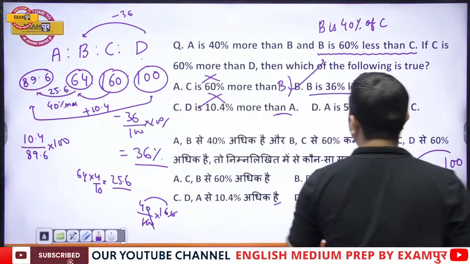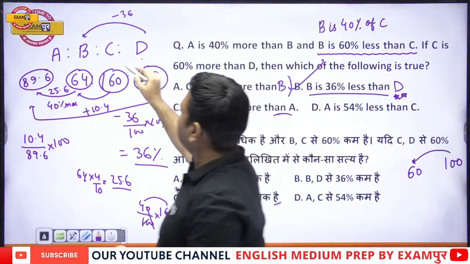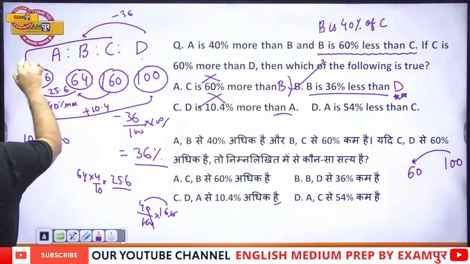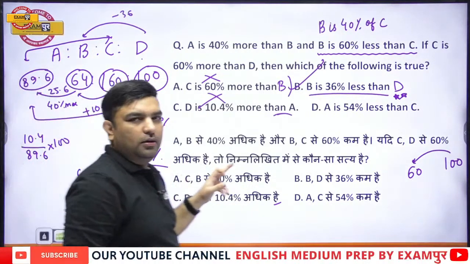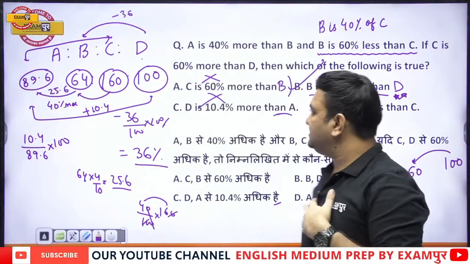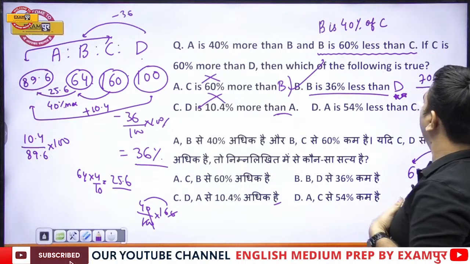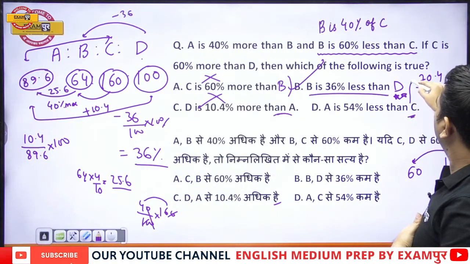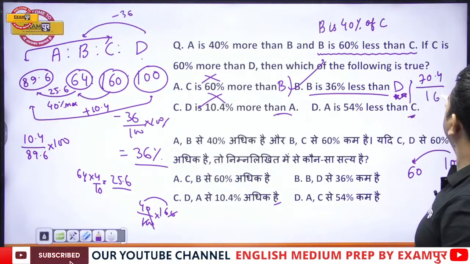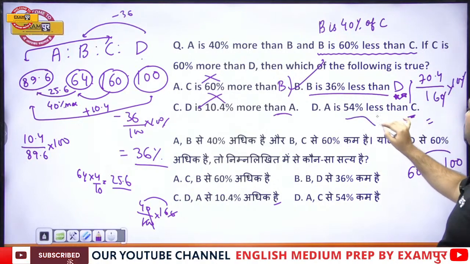A is 54% less than C. So how much less is A? A is 60 plus 10.4, which is 70.4 less. The comparison is from C, so 70.4 over 160 into 100. When you solve it, it will not come to 54%. So that is also gone.